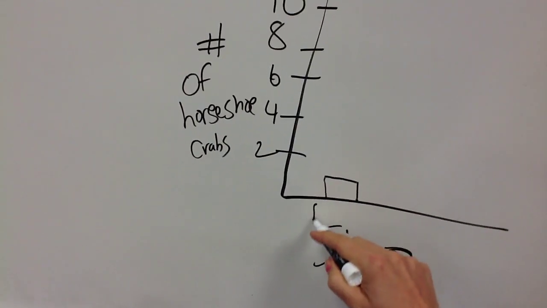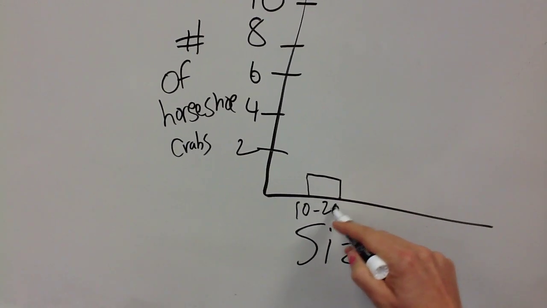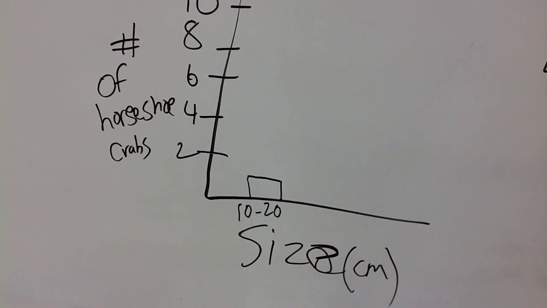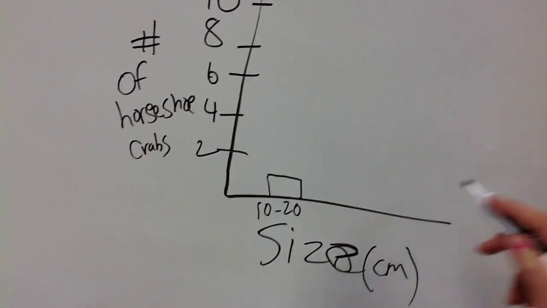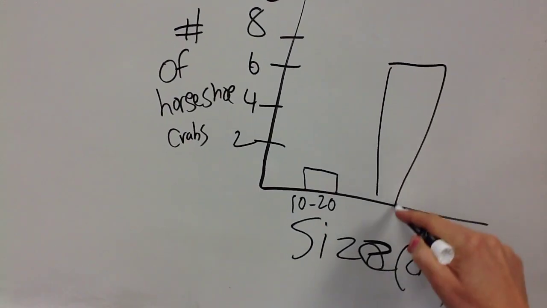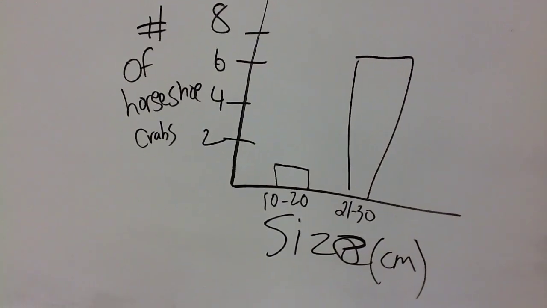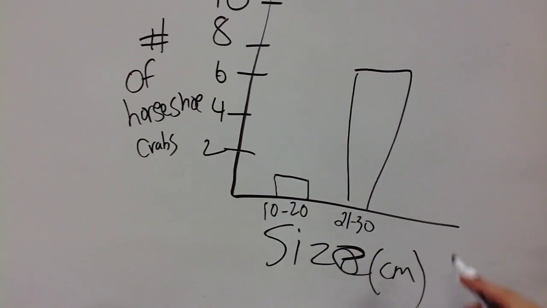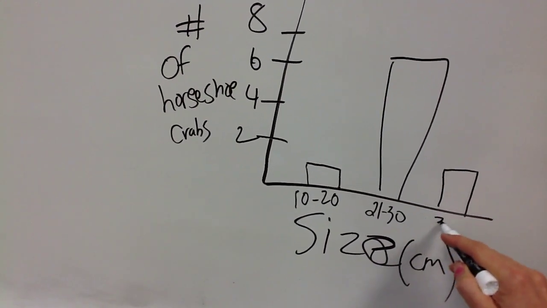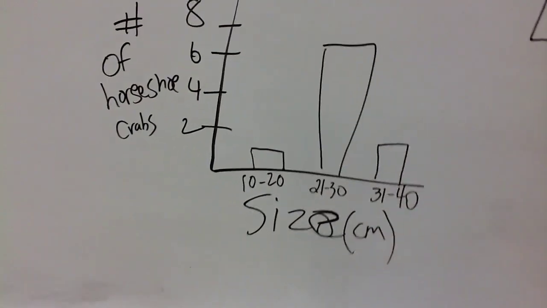And then in order to make a bar graph, you want to have your first one is just 1, so that's going to be 10 to 20 centimeters. And you could put centimeters over here. Then your next one would be 7. So you could go up to here. And that's size 21 to 30. And then your final horseshoe crab is 2. And that was size 31 to 40 centimeters.